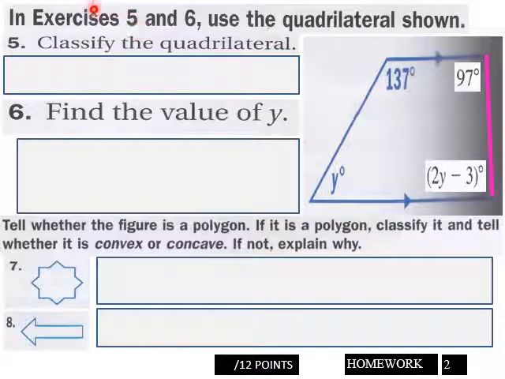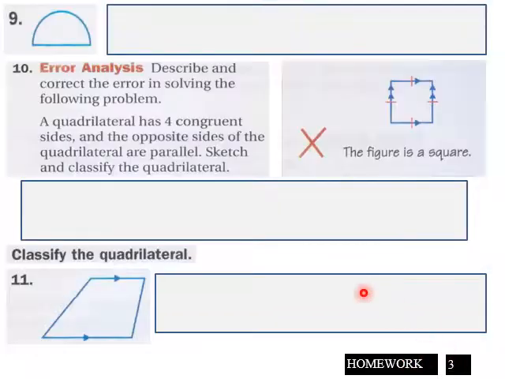Page 2. Use this figure here for your homework here for 5 and 6. Classify the quadrilateral. Find the value of y. And then down here 7 and 8. Tell whether the figure is a polygon. If it is a polygon, classify it. Tell whether it is convex or concave. If not, explain why. So explain down here. You got 12 points here for page 2.